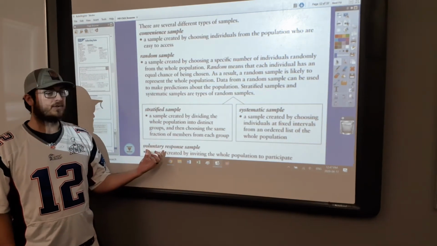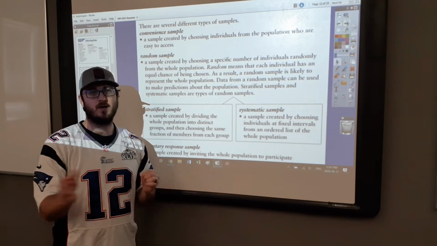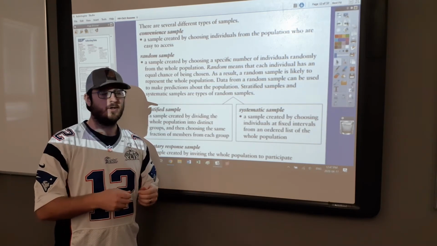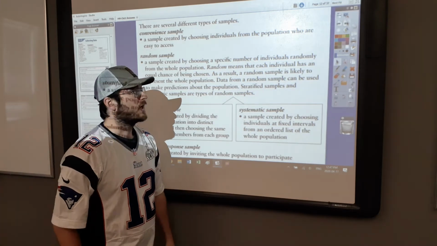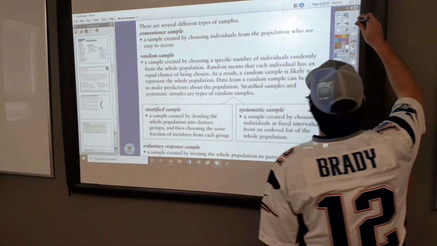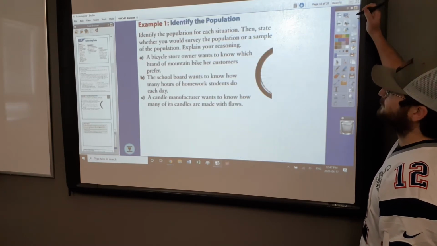So it's voluntary. Usually this is something where you email something out. So you email everyone, please respond if you feel like it. Or mailing out surveys, if you want to take it and respond, you can. So it's completely voluntary, but it gives everyone the same chance of participating.